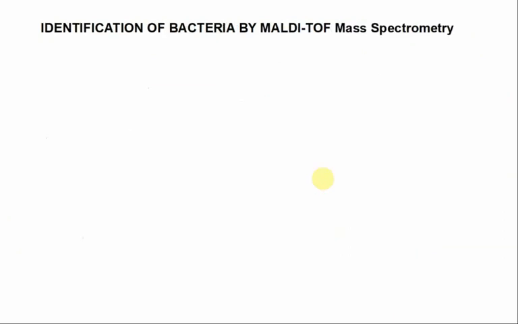Okay, so another thing that can be done to identify bacteria rapidly is MALDI-TOF mass spectrometry.